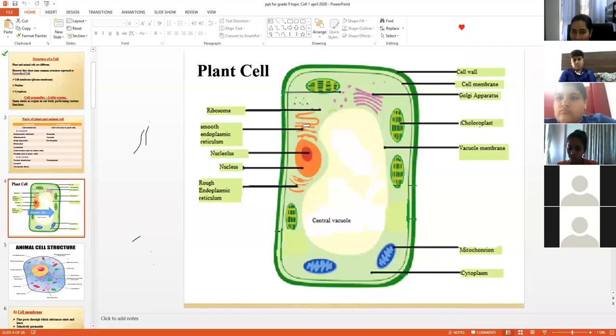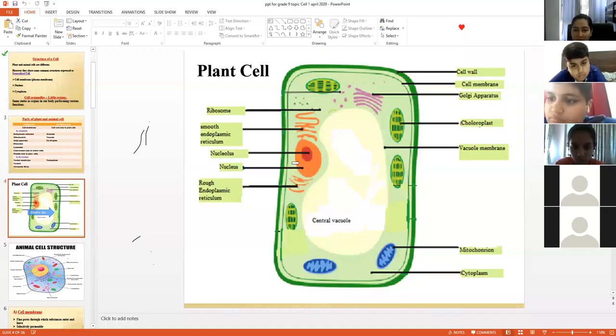One is a smooth endoplasmic reticulum and the other is a rough endoplasmic reticulum. Then we'll have small structures which are called ribosomes. Now, students, the difference between a smooth and a rough endoplasmic reticulum is that when the ribosomes are attached to the endoplasmic reticulum, it is called rough. When there are no ribosomes attached, it is called smooth.